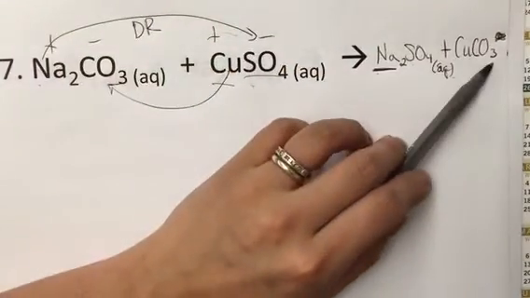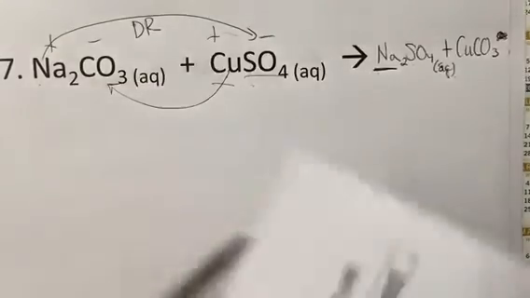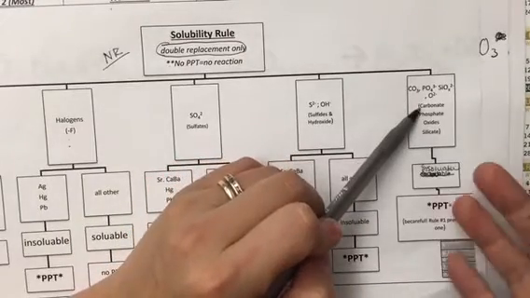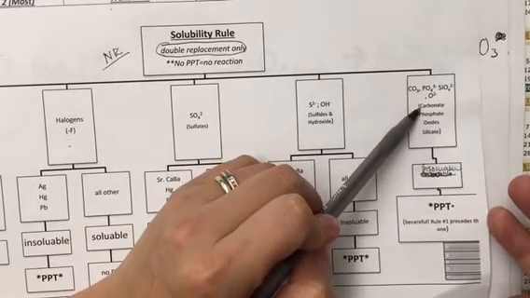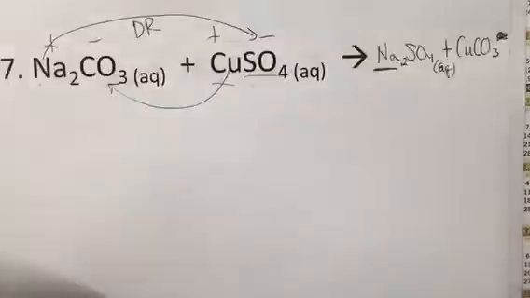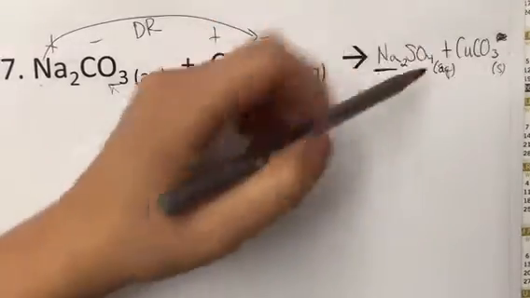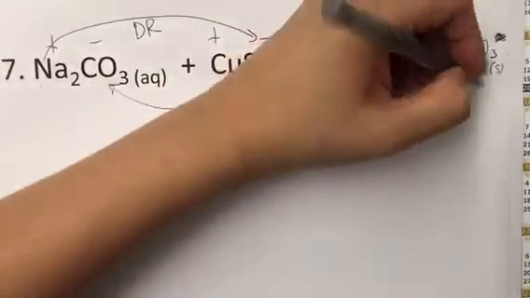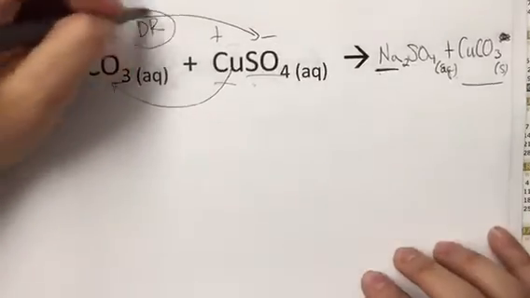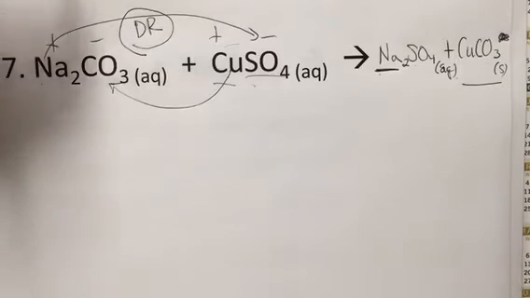Now, copper carbonate. This is the one where I have to look. All the carbonates, it's the last one, are going to be insoluble, so they're going to form a precipitate. So this one is going to be a solid. This one did form a solid, which tells me then it is going to be a reaction, and so it is a double replacement reaction, and so I know that far.